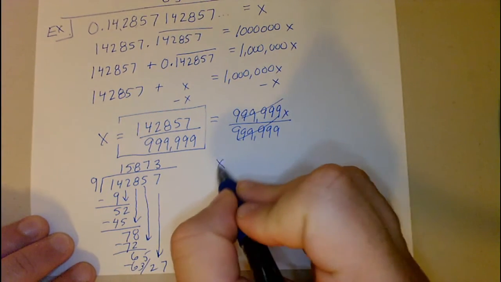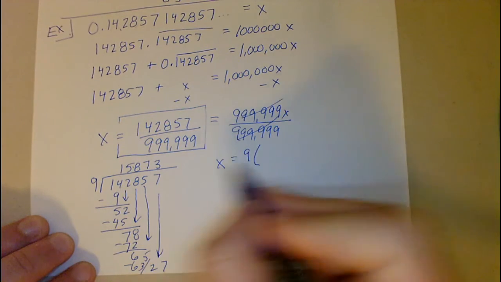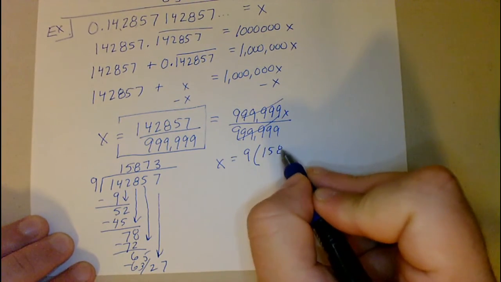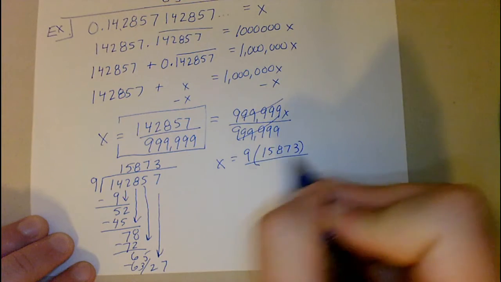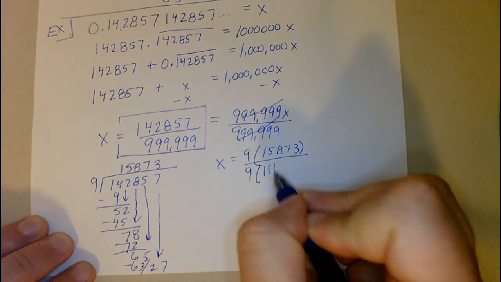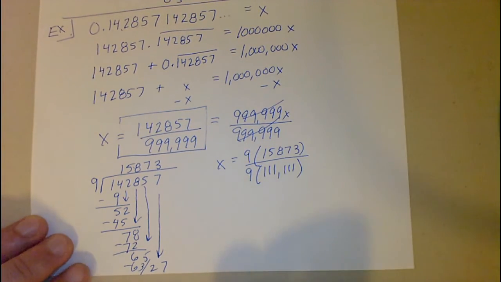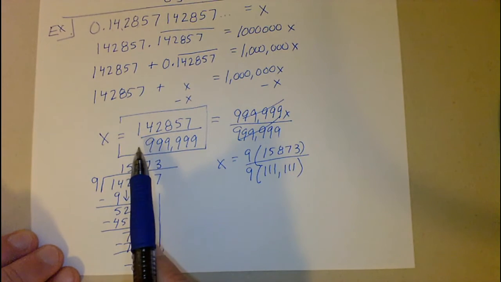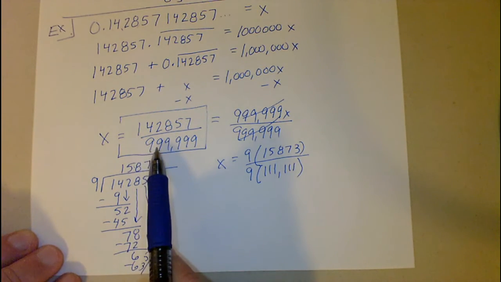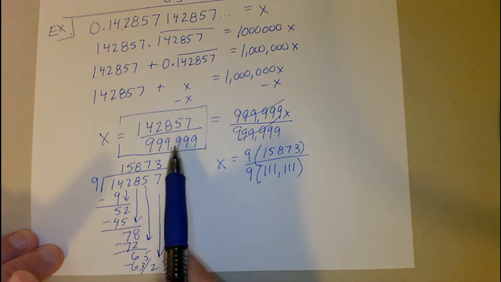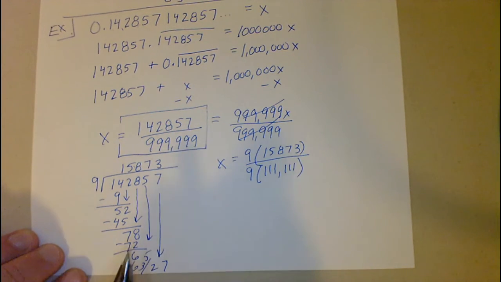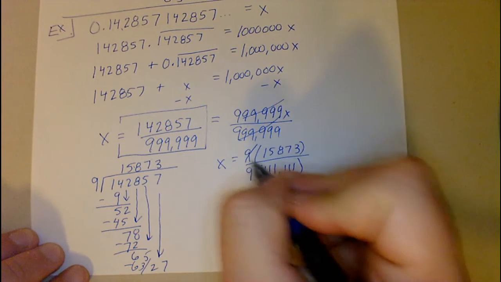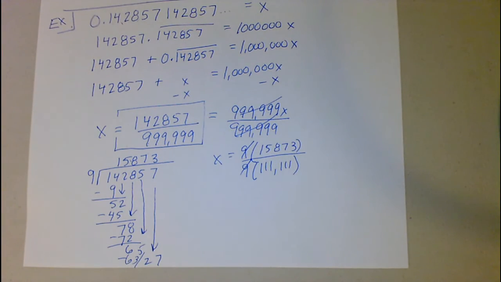And so I can write x as 9 times 15,873 on top, divided by 9 times 111,111. It's very easy to see how if I pulled out a 9 from everything, dividing 9 into 9 is 1, into 9 is 1, into 9 is 1, into 9 is 1, into 9 is 1, into 9 is 1. These cancel. I am on the path to success.